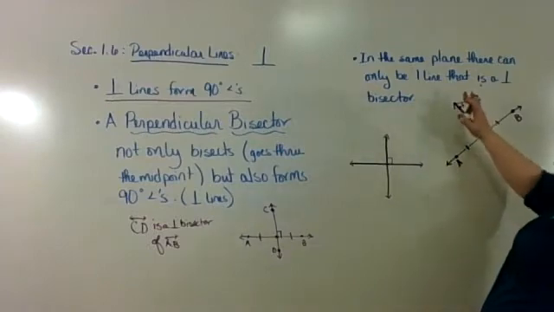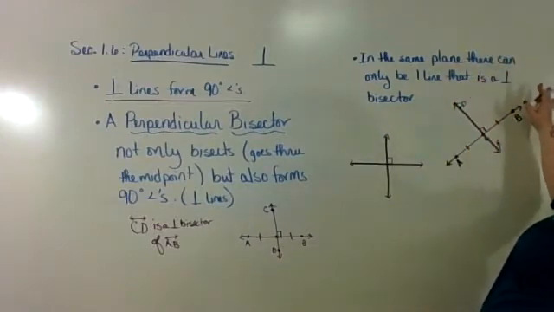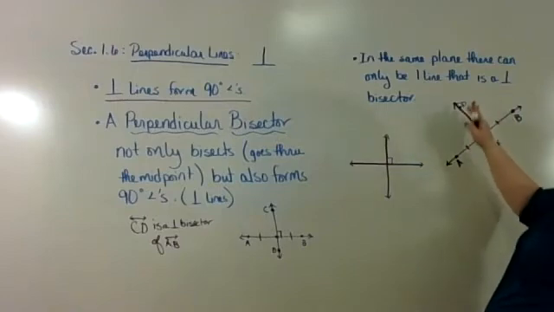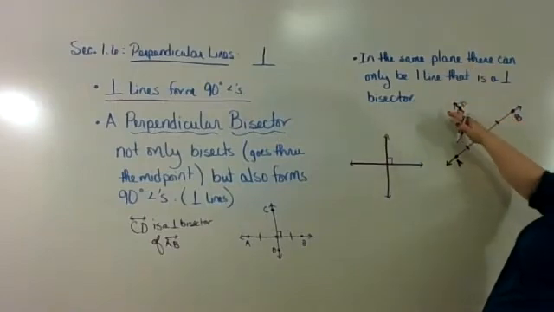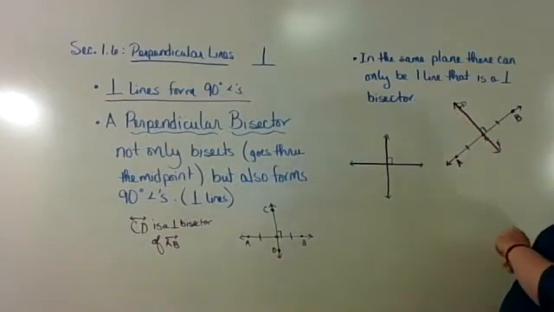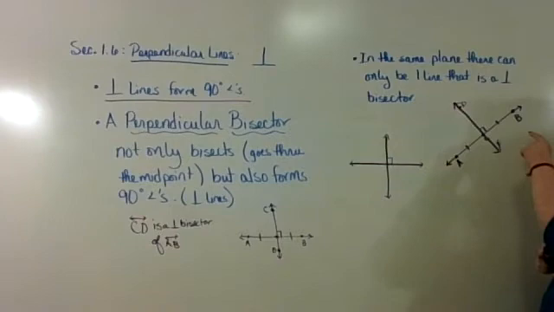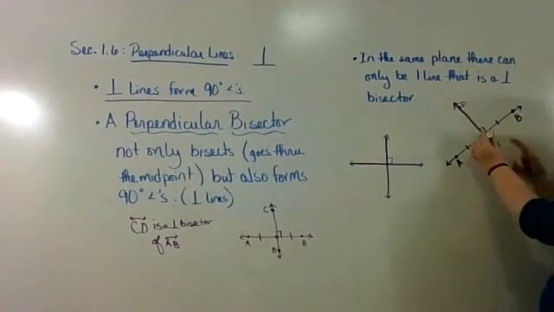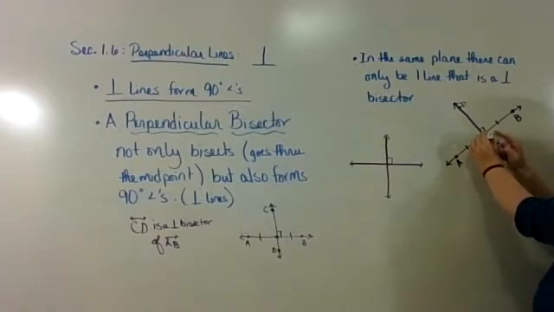Now, the point that they're talking about that has to be in the same plane is like point D. It has to be in the same plane. I couldn't have a point out here that's a perpendicular bisector. That's perpendicular to it, that's true. And it is a bisector, but this is not in the same plane as the board.